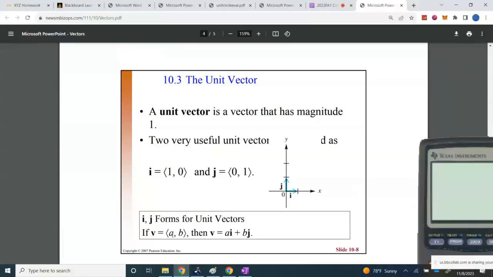You can take the vector V which has the horizontal component A and the vertical component B, and you can write it in the I and J form. You can actually write that as AI plus BJ. And vice versa, if you're given the I and J form of a unit vector, you can write it in component form. Just simply take away the I and the J, add a comma, and use the angle brackets.